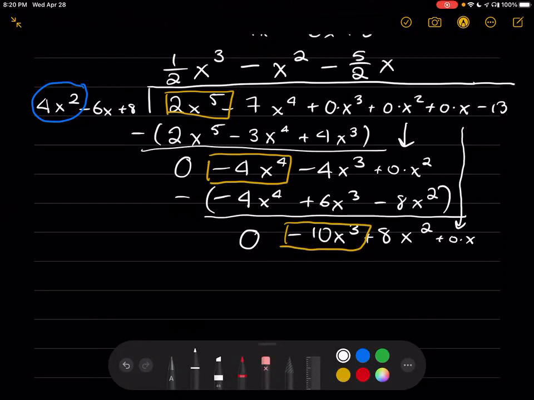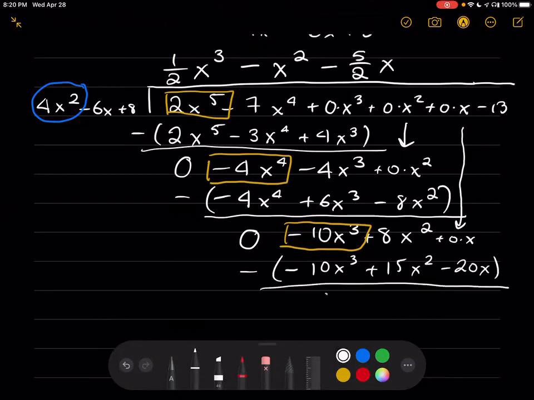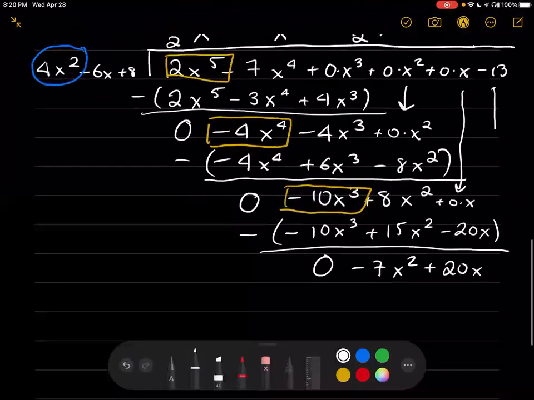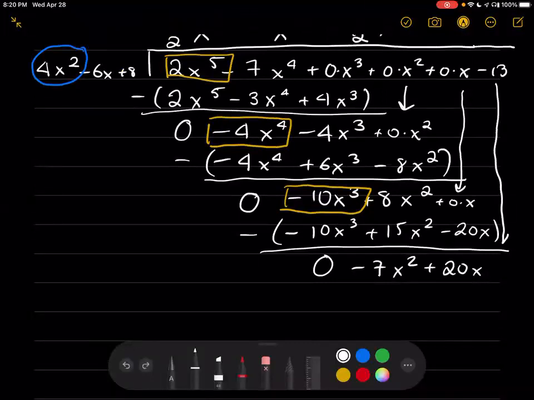And I think what you'll find is we get a minus 10x cubed. That's looking good. Plus 15x squared minus 20x. Slap parentheses around that, subtract it away. We get a 0 again. That's good news. And then we get a minus 7x squared plus 20x. And then we drop down that minus 13. That was a little long. Minus 13. There we go.